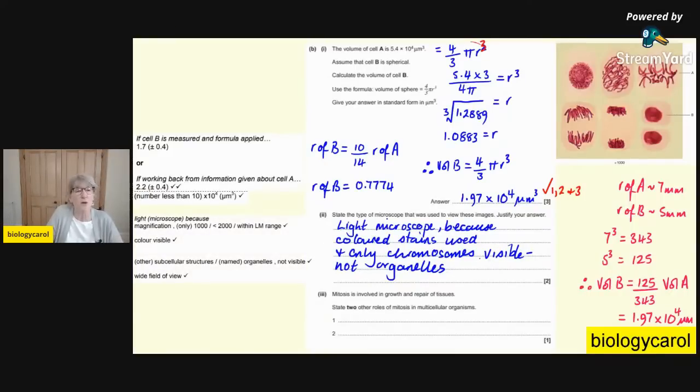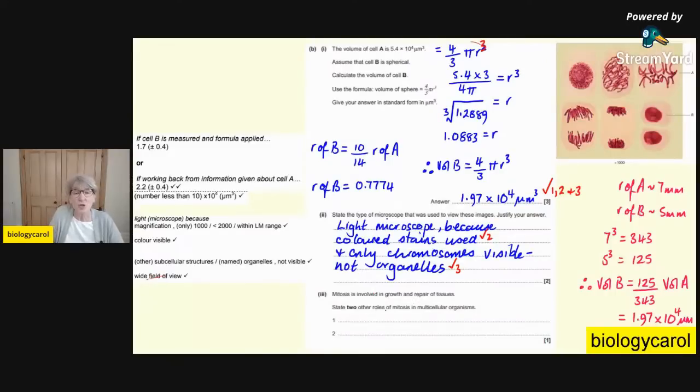So here was where I got the mark. I didn't talk about the absolute magnification possible within a light microscope. I'm afraid that information isn't right at the top of my head, but the color absolutely is, and the fact that there were no organelles was the other thing. This is obviously valid as well.